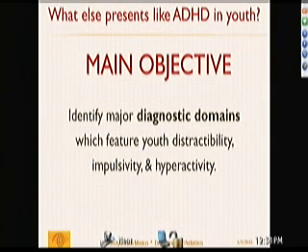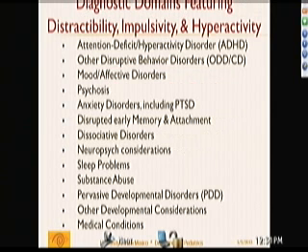Well, what else can present like ADHD in youth? And that brings us back to our main objective, to identify the major diagnostic domains which feature youth distractibility, impulsivity, and hyperactivity. And here's essentially the list of the differential diagnostic domains which have these ADHD hallmark features. In addition to ADHD, oppositional defiant disorder and conduct disorder, and features of those are under other disruptive behavior disorders.